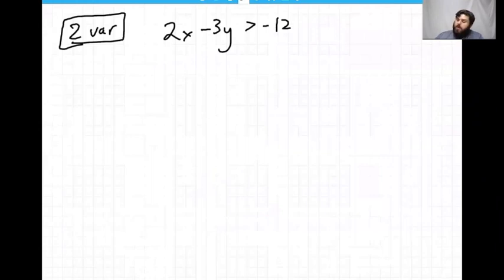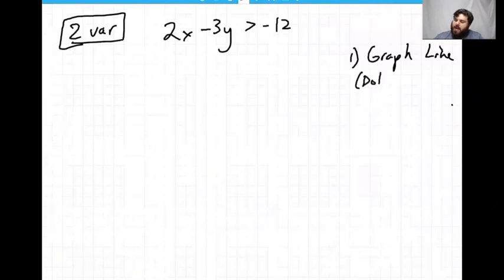So what I would do is treat it just like an equal sign for just a moment. So graph the line. What you do is you let the less than or equal to, the greater than or equal to bit, just be an equal sign for just a brief moment. And I would use intercepts here, but you don't have to.